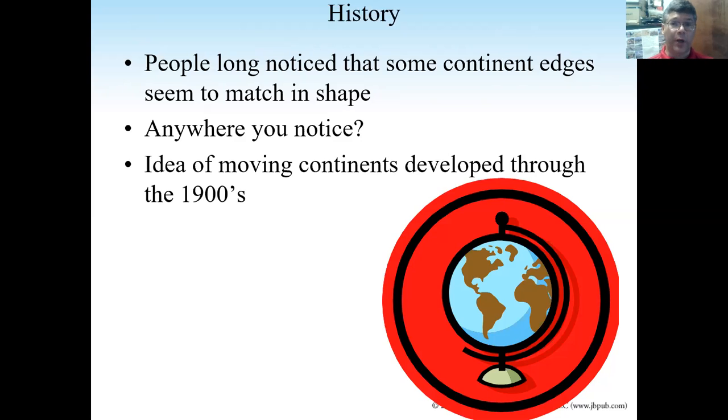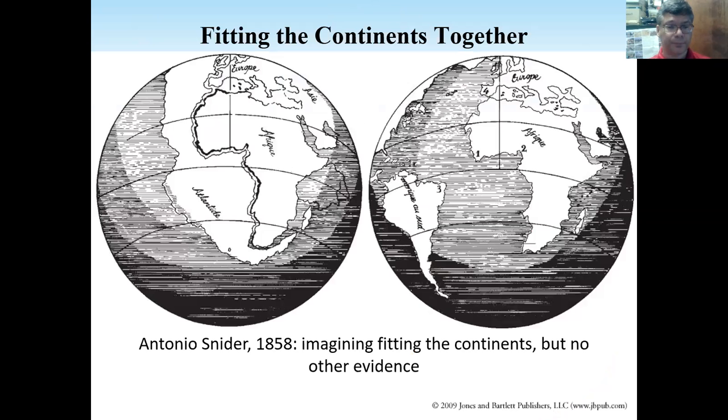Okay, oh, that's weird. But there was no explanation of why this might be the case. And so it was basically just a curiosity until the early 1900s. Here's an example, somebody drawing a map of squishing the continents together, but okay, they seem to fit. That's all, and as you can see, the maps look a little funny.